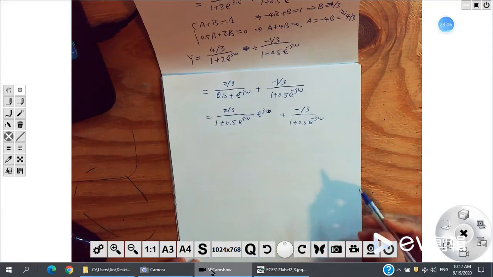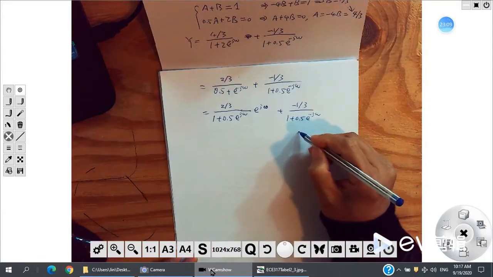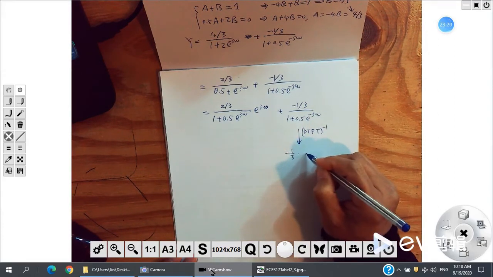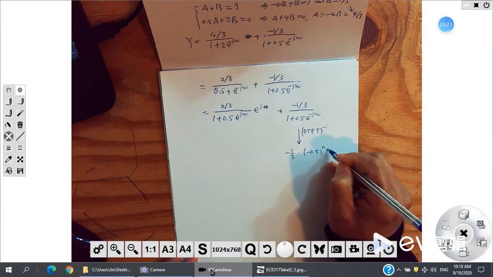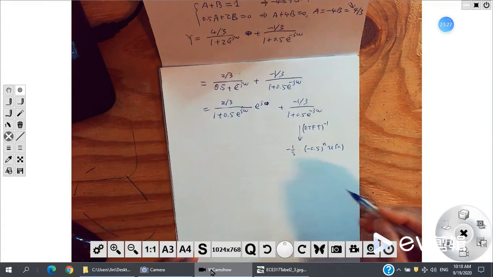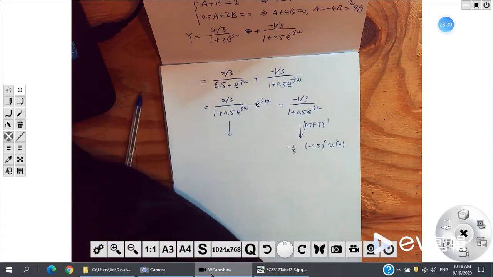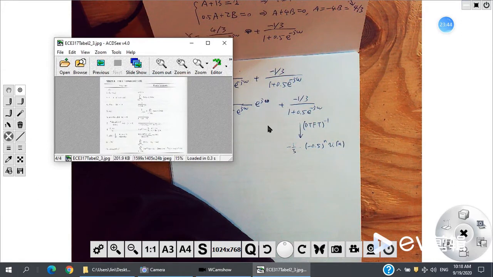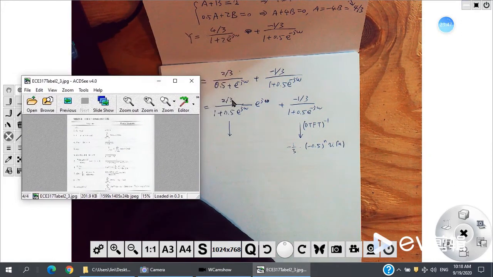Alright, now we can use the table. This one, by table, is the inverse DTFT. We have negative 1/3 times negative 0.5 to the n u[n]. We have this. And what about the other one? Now we check the table. We have this one, but you see this power is a negative j omega, but in our result here is a positive j omega. Here's e to the j omega, right? We want this to be negative j omega.